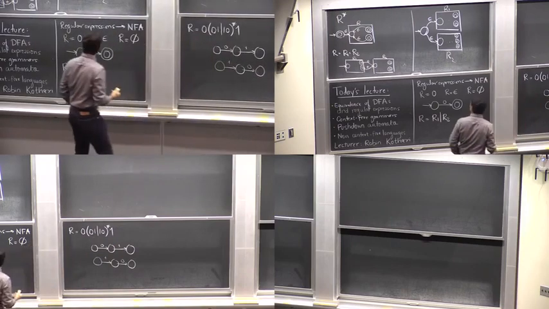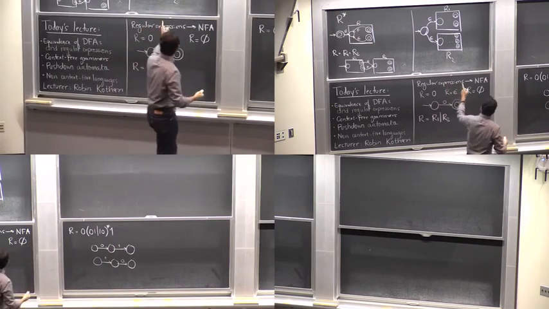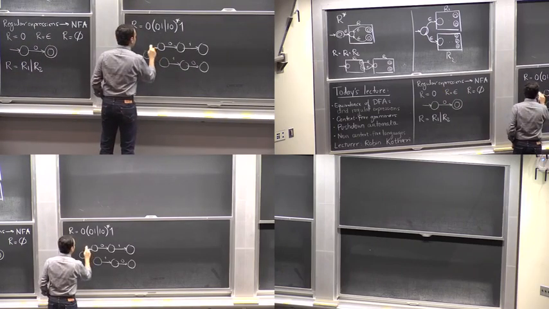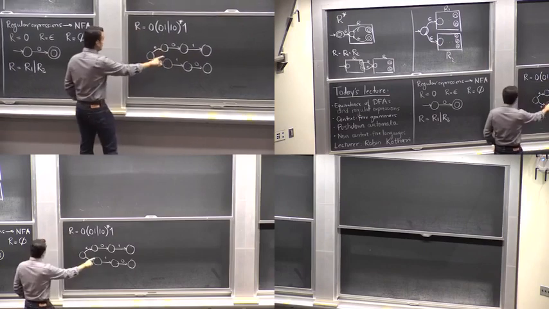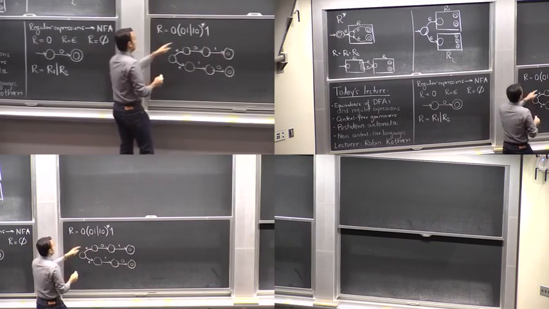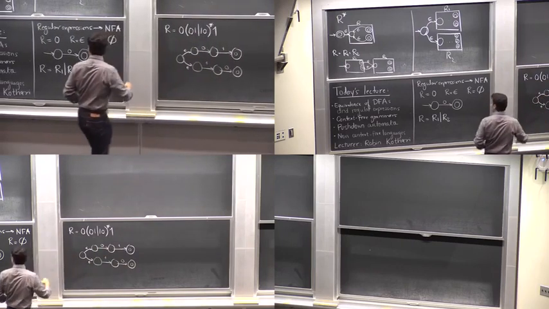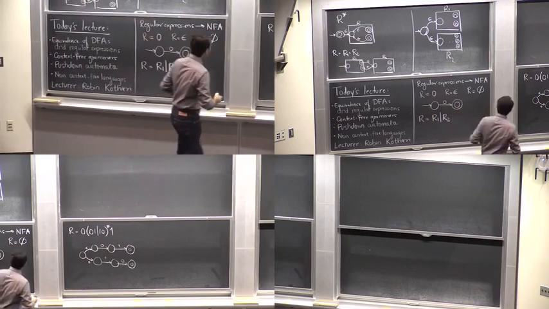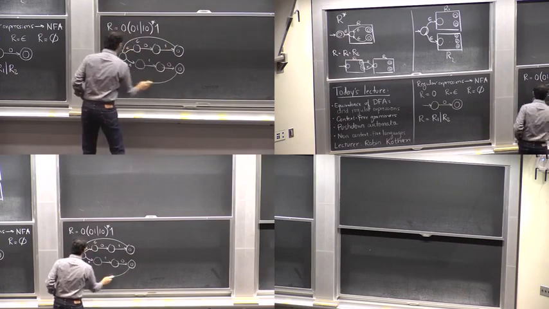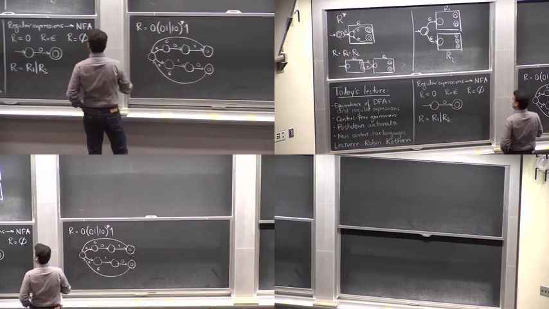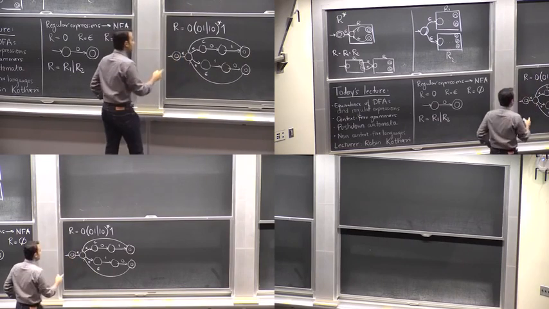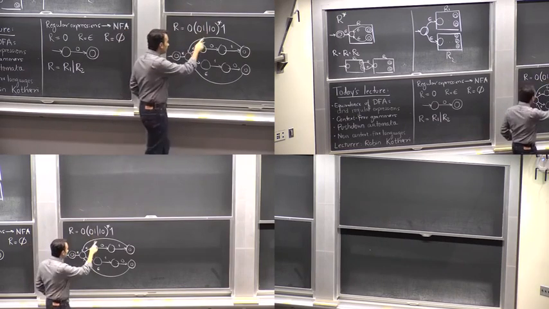We want their union, so you use the union rule: you add a new start state, epsilon transitions here, epsilon transitions here. These remain accept states. So this accepts 0,1 or 1,0. Then we do the star operation. So over there, we add epsilon transitions back to the start state, and add a new start state, which is also an accepting state, with epsilon transitions this way. So this is now 0,1 or 1,0 starred.